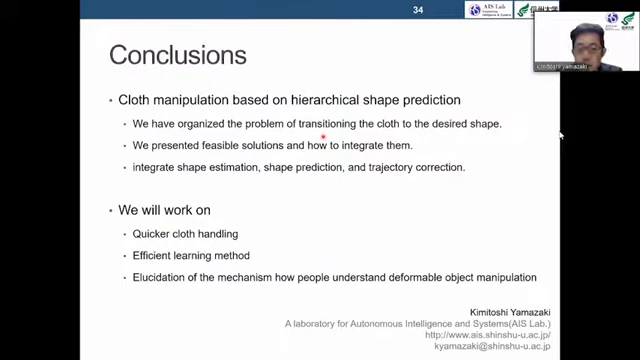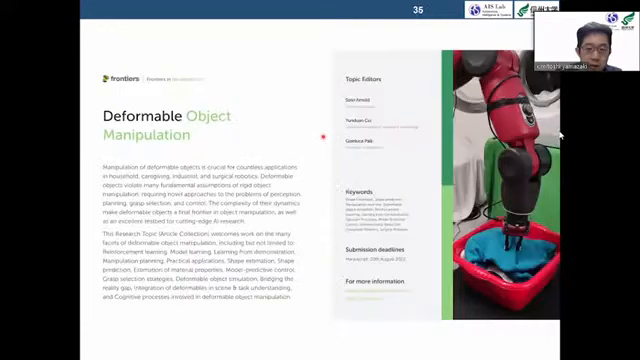Since a cloth can have an infinite number of states, it must be able to appropriately construct a feature space that represents the relationship between manipulation and shape changes of the cloth. In addition to these standard directions, I'm also interested in the elucidation of the mechanism by which people understand deformable object manipulation.